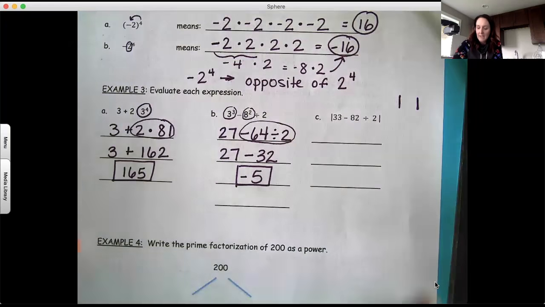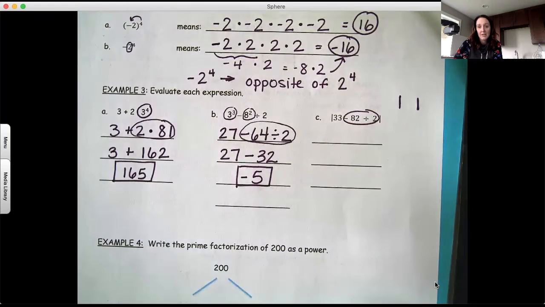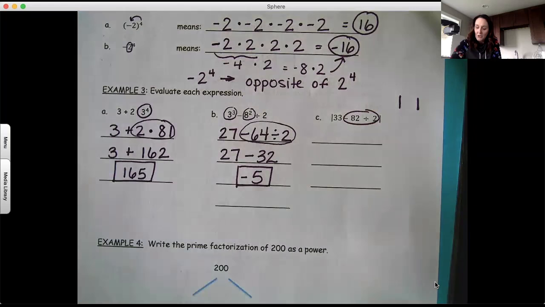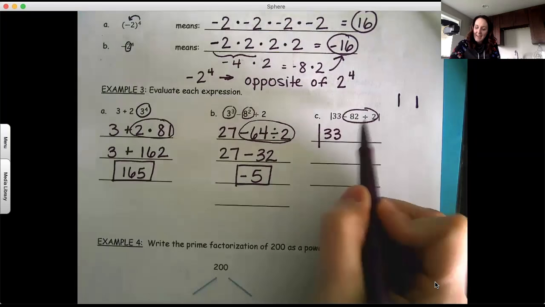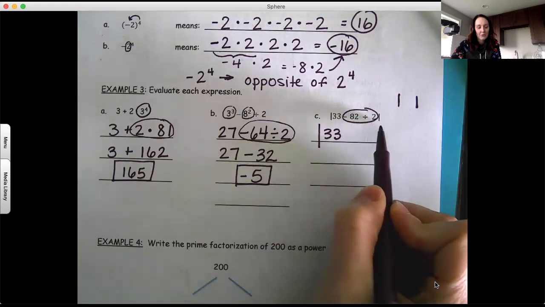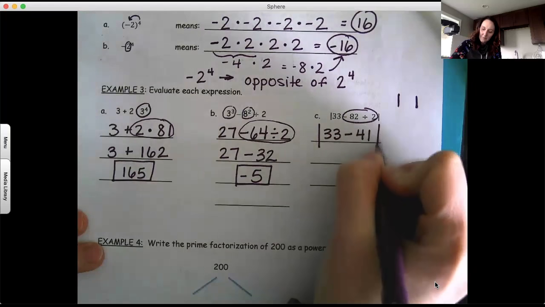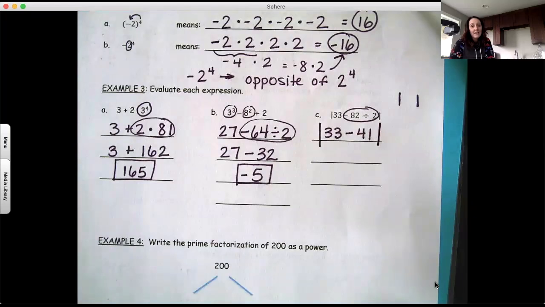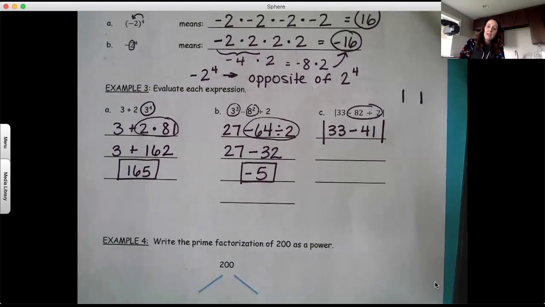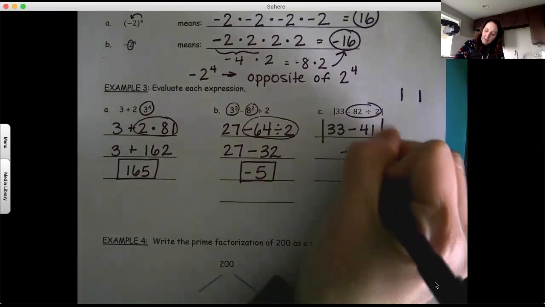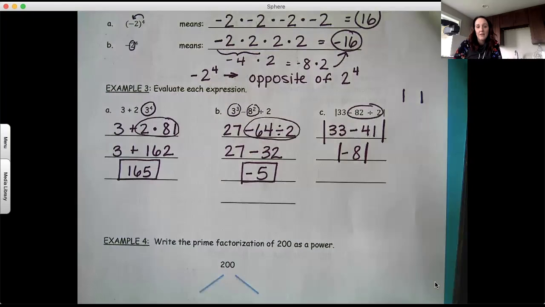So in looking at this, I'm going to first focus on the division part because division comes before subtraction, and please excuse my dear Aunt Sally. So to do this, I'm going to just copy down what I'm not going to change, and I have negative 82 divided by 2. When you do negative 82 divided by 2, you get negative 41. I'm not going to focus on the absolute value sign yet. I still need to subtract 33 minus 41. So when you take 33 minus 41, you get negative 8. And here I have the absolute value. So what's the absolute value of negative 8? It is 8.